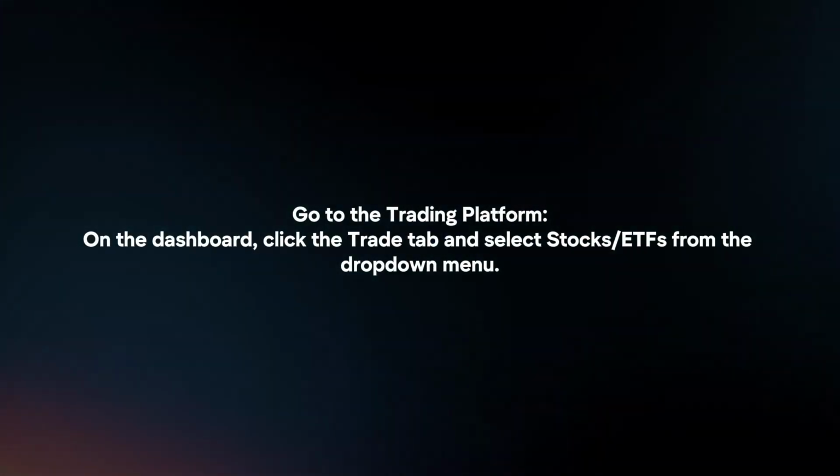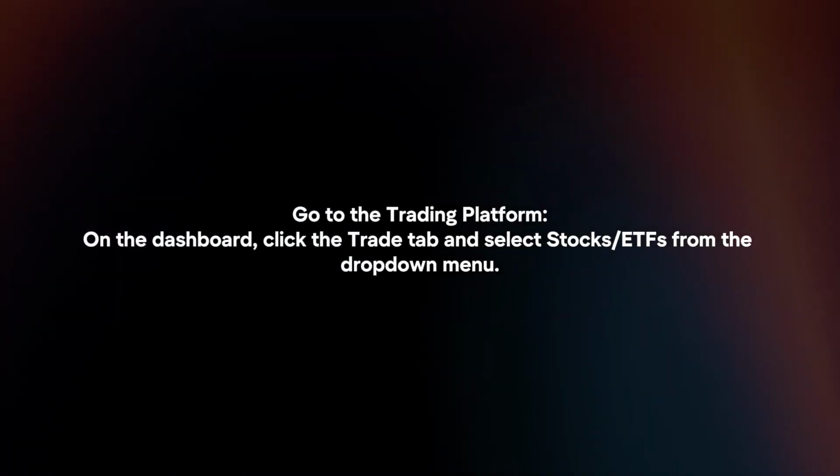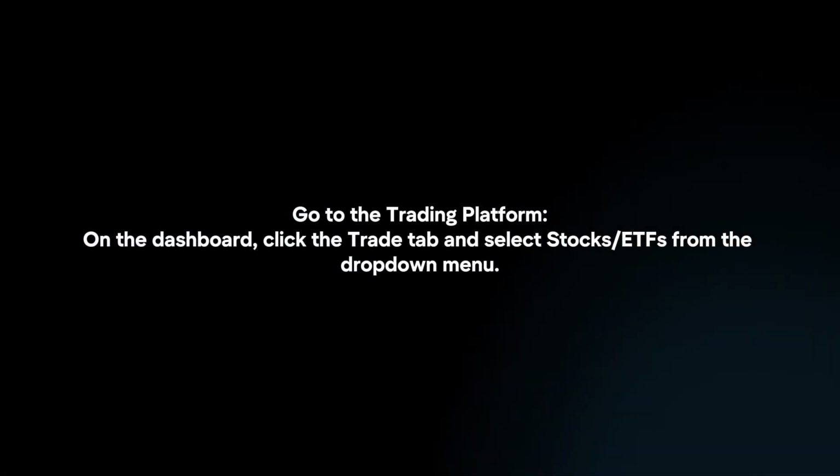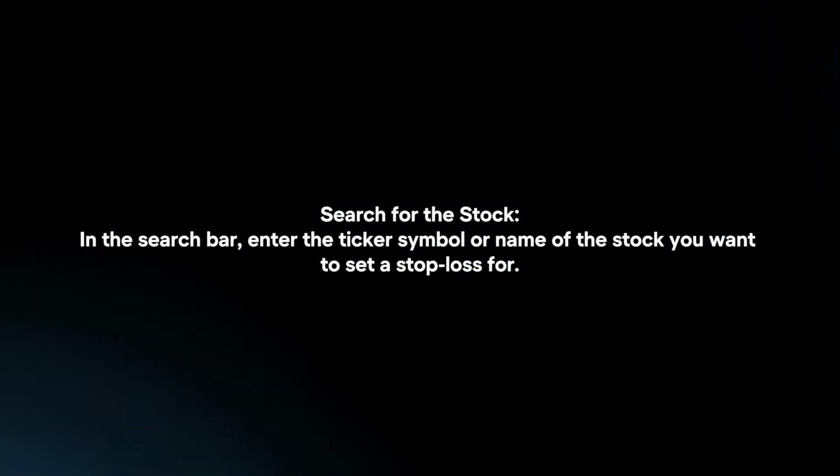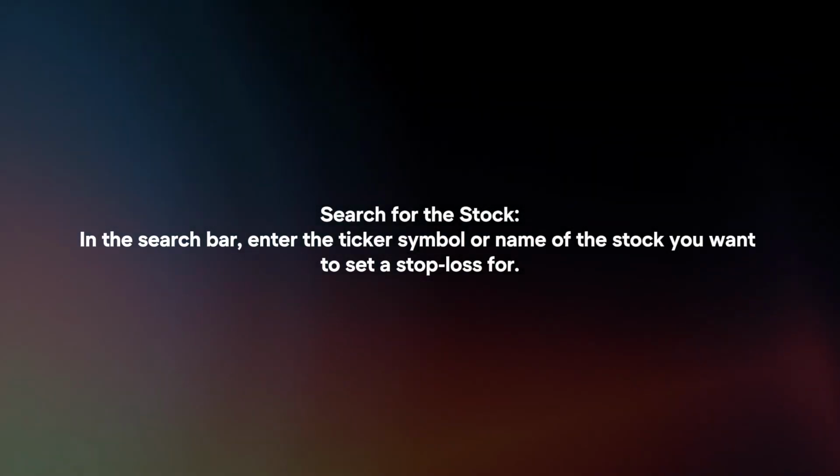Go to the trading platform. On the dashboard, click the Trade tab and select Stocks or ETFs from the drop-down menu. Search for the stock. In the search bar, enter the ticker symbol or name of the stock you want to set a stop loss for.